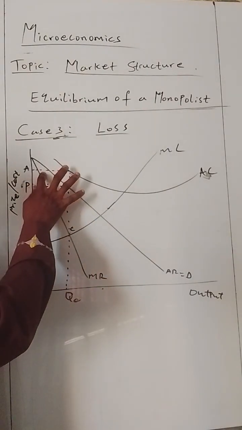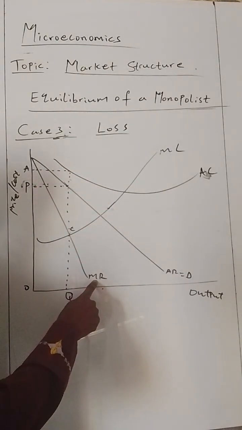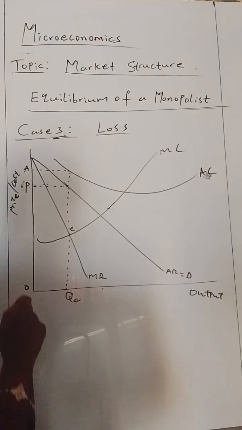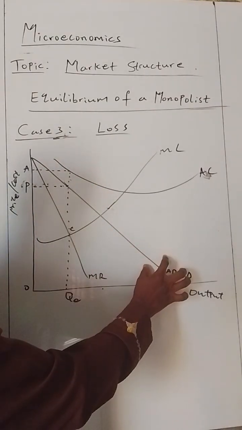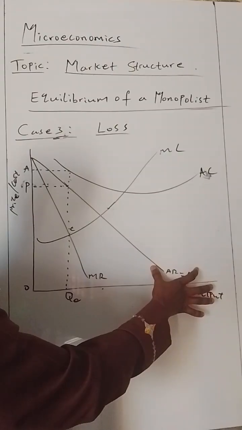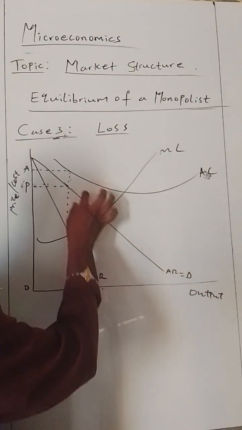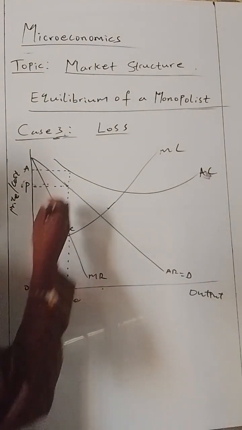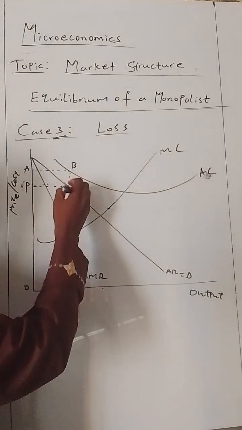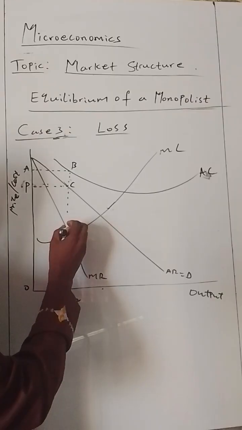As usual, we have the MR curve, which is downward sloping for a monopolist. We also have the AR curve, also representing the demand curve, that is also downward sloping. Okay. Now, how do we determine the equilibrium point? So let me name this E. Let me call this C. Let me call this D.